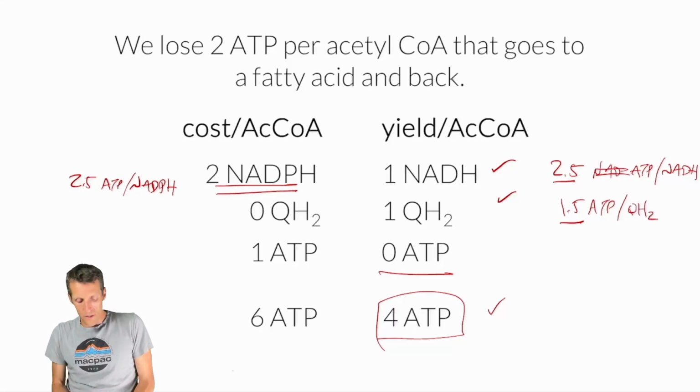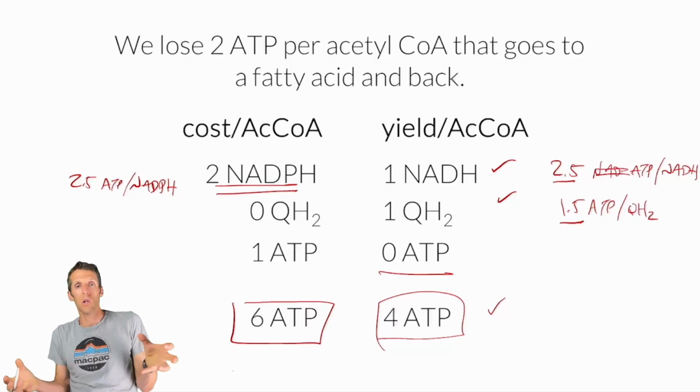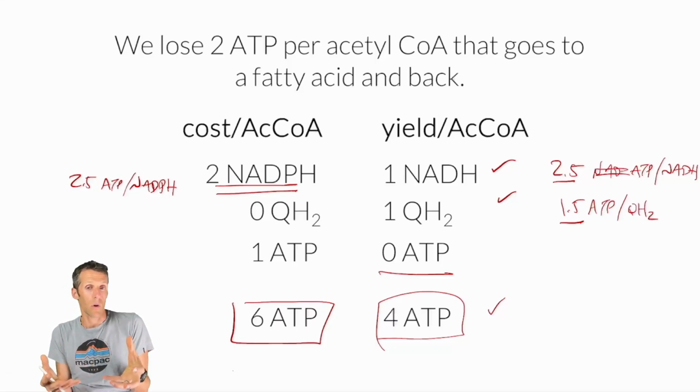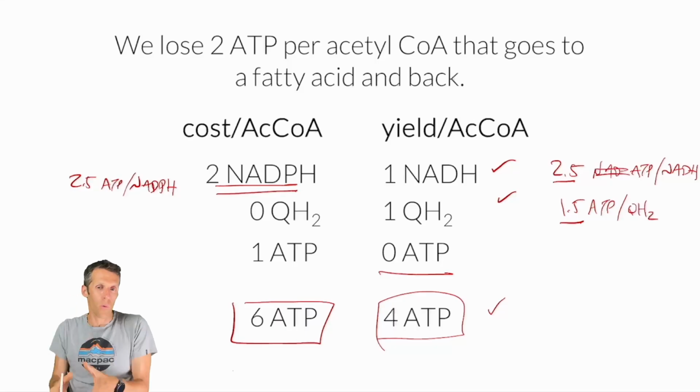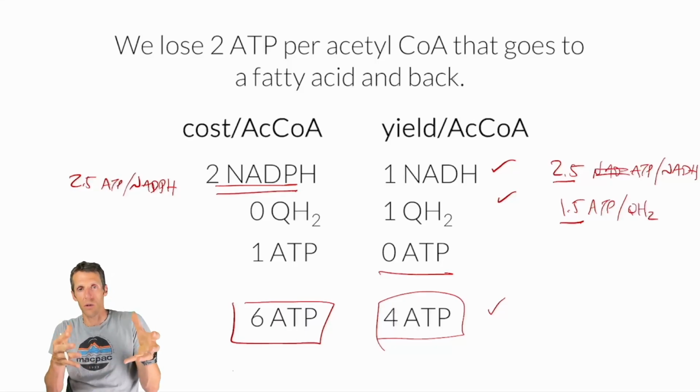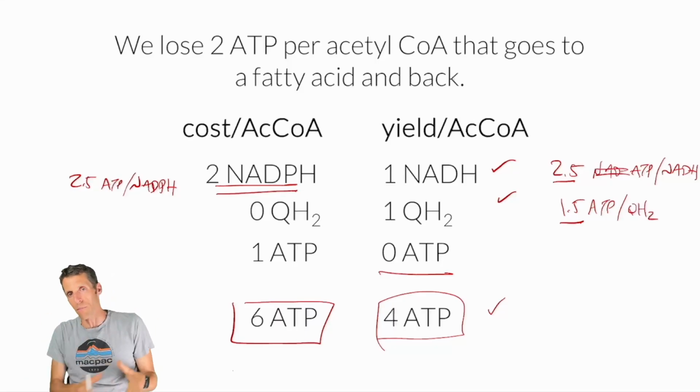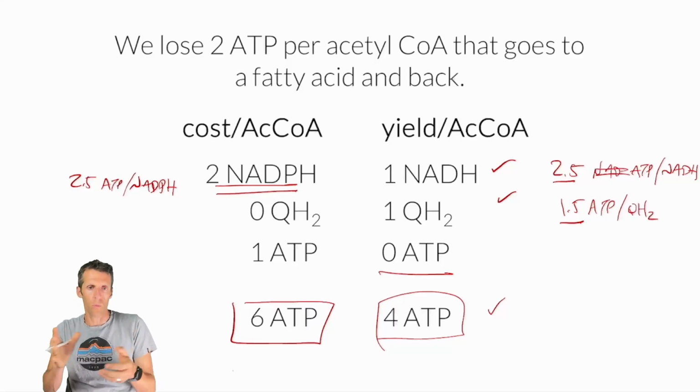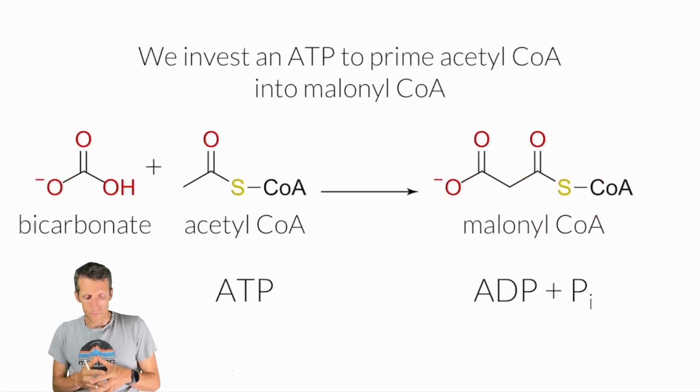And so overall, what this means is it's going to cost 6 ATPs to glue together an acetyl-CoA. So we get out 4 ATPs, it costs 6 to glue it together. So it takes energy to build this up. This isn't something that you can do for free. You have to invest energy to make a longer fat, which hopefully makes some intuitive sense.